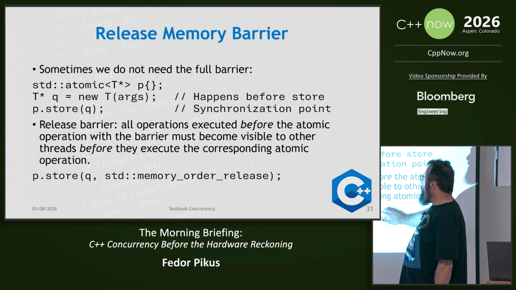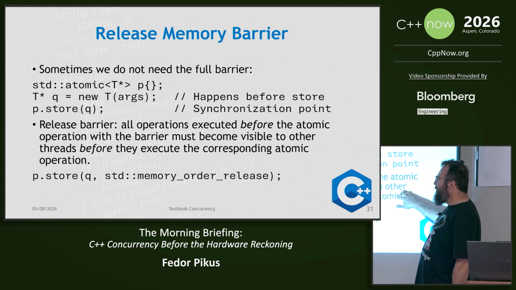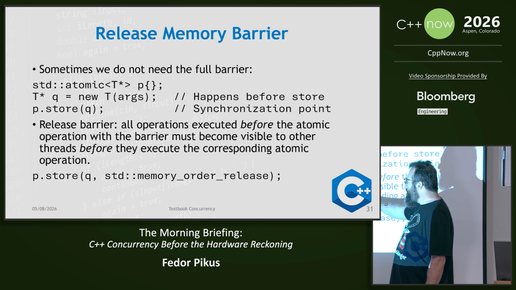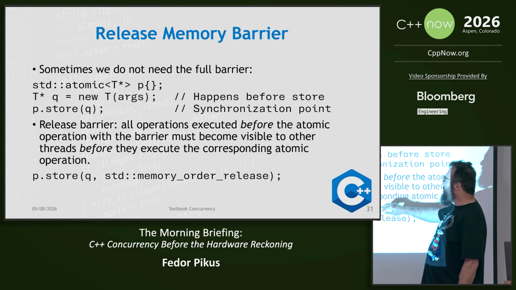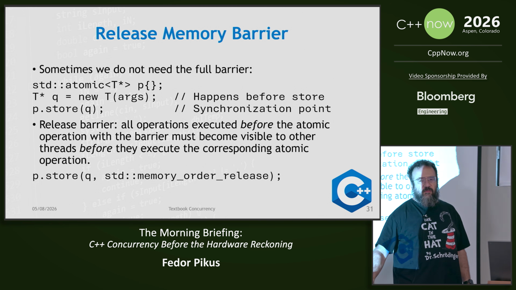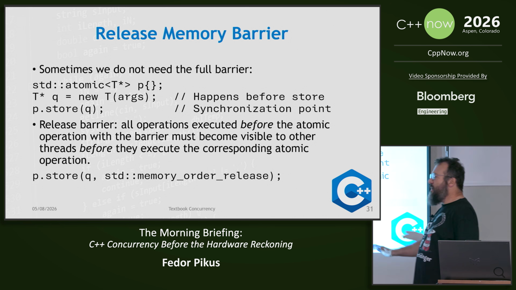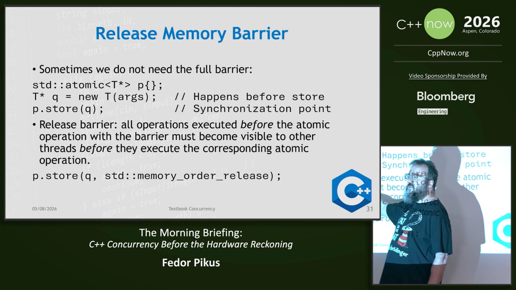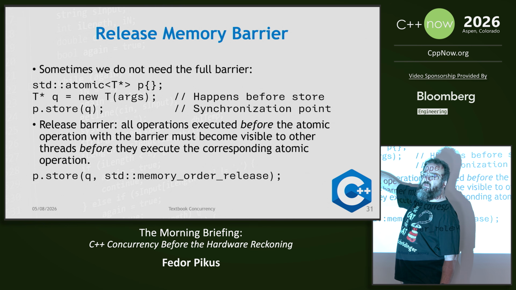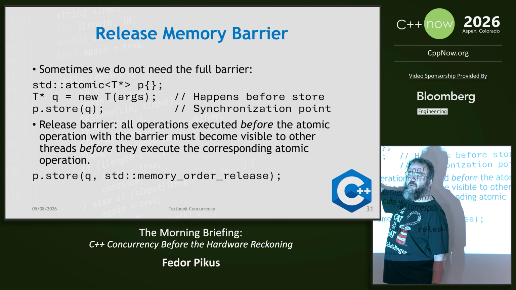This is the release barrier. All operations executed before the atomic operation must become visible to the other side. I'm intentionally being a little bit fuzzy here, but before they observe this P changing. So at the moment when the other thread sees P change from null to non-null, they will have a guarantee that their view of the memory includes everything that was done on the publishing thread before this moment. Nothing about after, but before, all of this is visible.